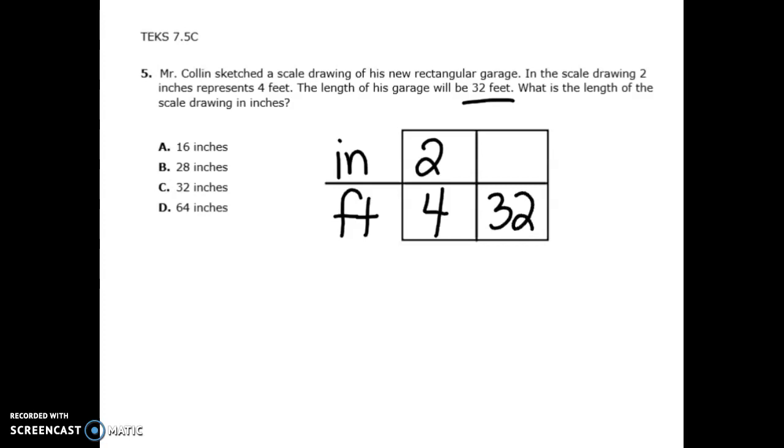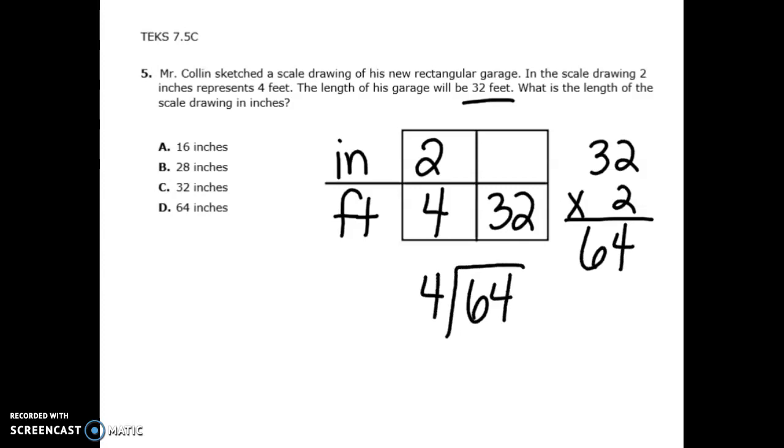Same thing, I have to cross multiply and divide. So 32 times 2 is 64. And 64 divided by 4 is 16. So our answer to this one is 16.